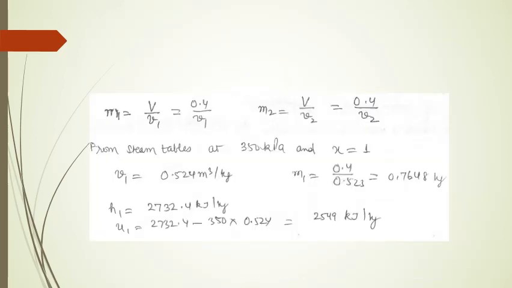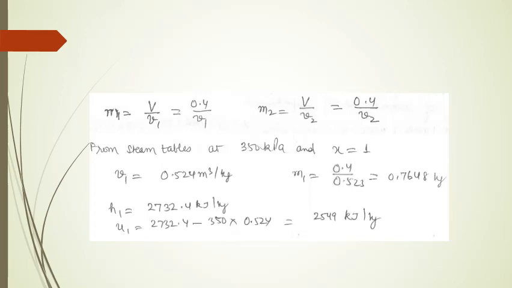Mass M1 can be determined by dividing the volume of the tank by the specific volume at state 1, that is initially. So 0.4 upon V1. M2 can be determined by dividing the volume of tank by the specific volume at state 2, means at the end of the process. So 0.4 upon V2. Now from steam tables we get the value for steam at 350 kilopascal and dryness fraction 1. V1 is equal to 0.524 meter cube per kg. So by this we can determine the value of M1, which comes out to be 0.7648 kg.